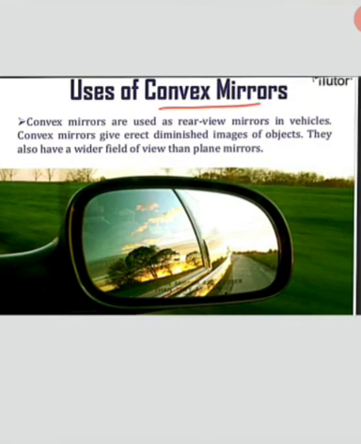Here are some uses of convex mirrors. Convex mirrors are used as rear view mirrors in vehicles, as shown like in side mirrors. Convex mirrors give erect and diminished images, that's why they are used as rear view mirrors. What is written here in the last line? They also have a wider field of view than plane mirrors. Sometimes they behave as a plane mirror, but they have a much wider field of view than plane mirrors. This is an important fact about the convex mirror.